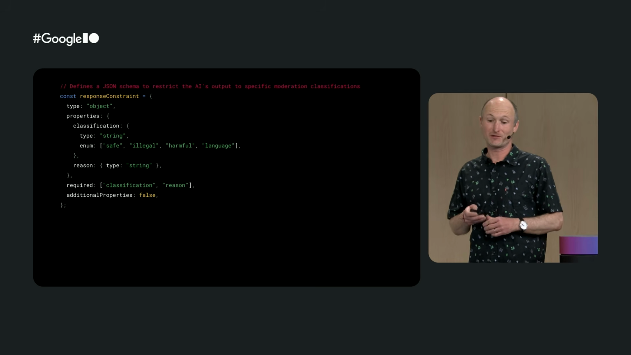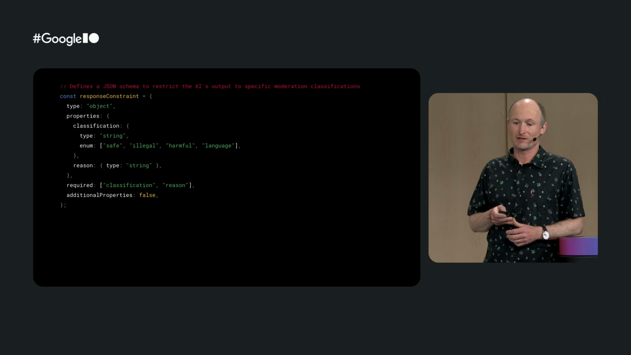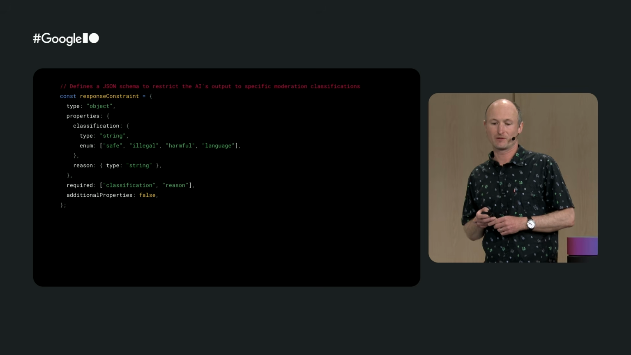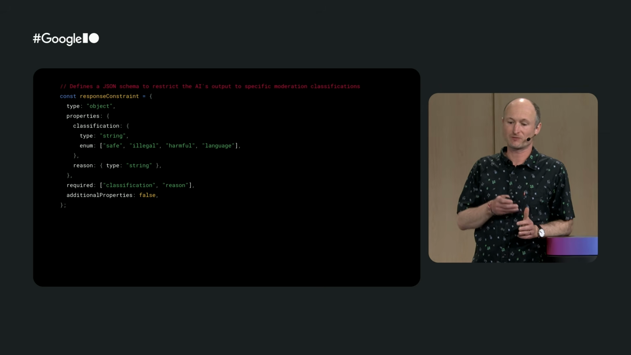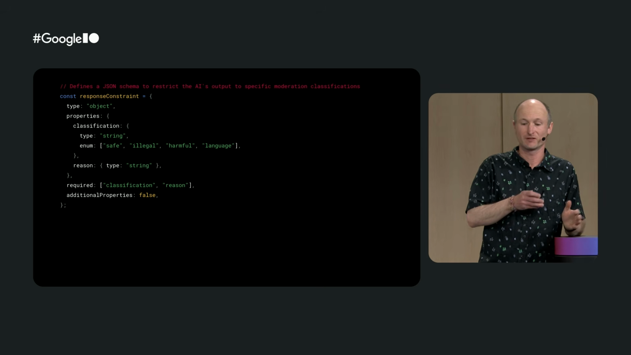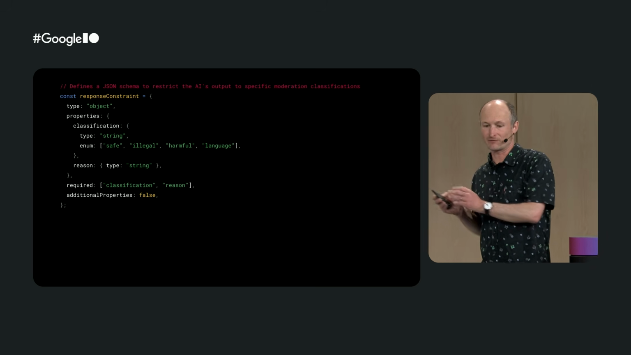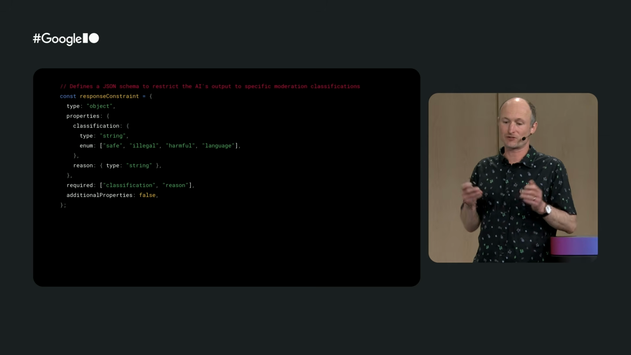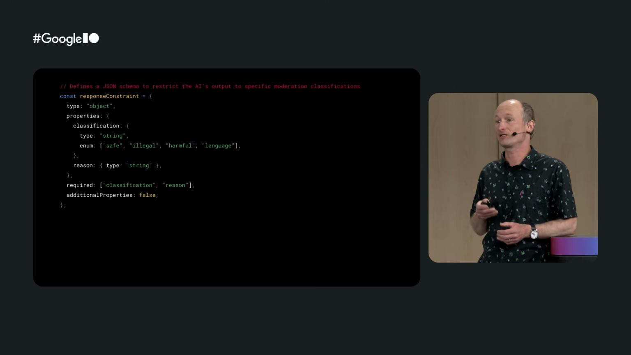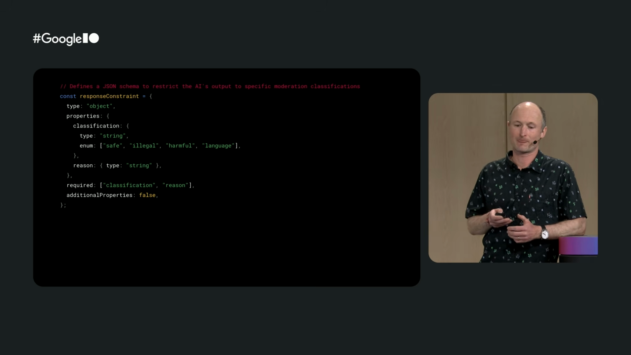We start again with a JSON schema. This time, we want an object with two properties. One called classification, which is any of the strings safe, illegal, harmful, or language, and the other is just a short reason, which can be shown in an error message to the user.